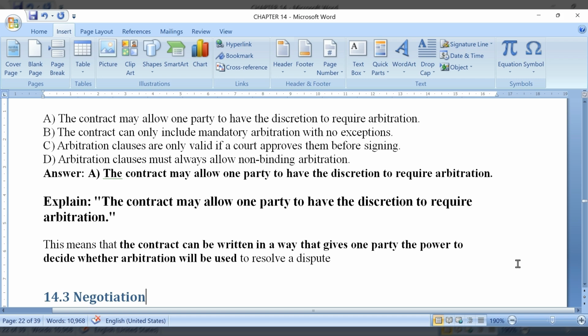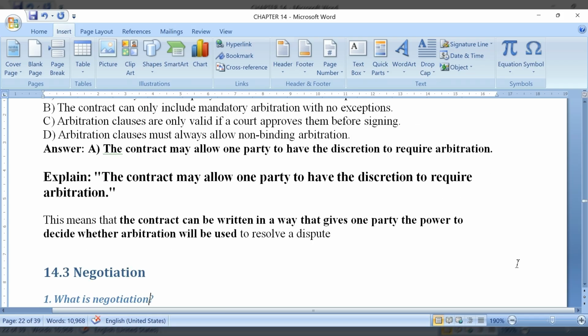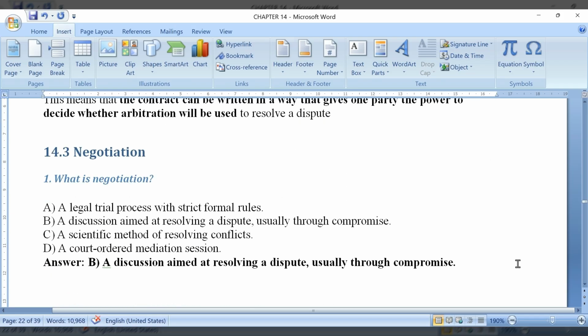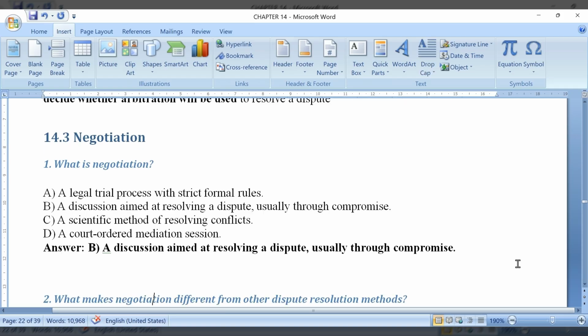This means that the contract can be written in a way that gives one party the power to decide whether arbitration will be used to resolve a dispute. Section 14.3. Negotiation. 1. What is negotiation?